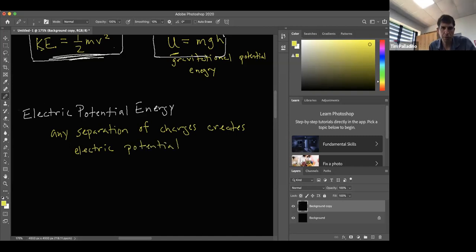All right, and so what is electric potential? Well, what is gravitational potential? In the case of gravity, gravitational potential is the ability for gravity to speed up an object with mass. What is electric potential? It's the ability of an electric field to speed up a charged object within that field. There are many ways to think about electric potential energy. One of those ways is to think of it as an electric field's ability to speed up a charged object.